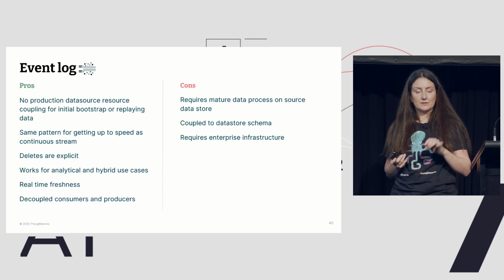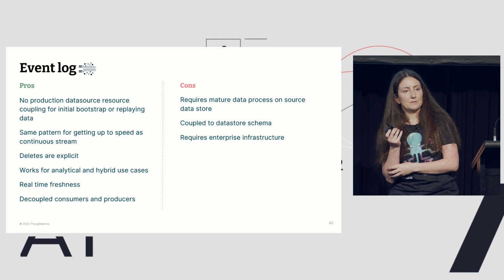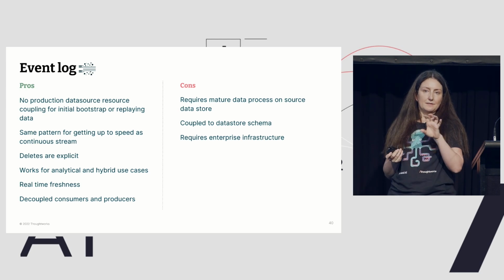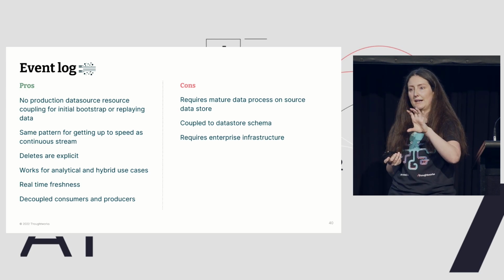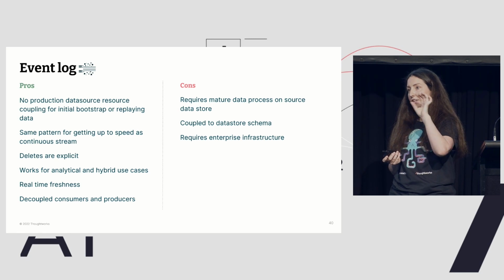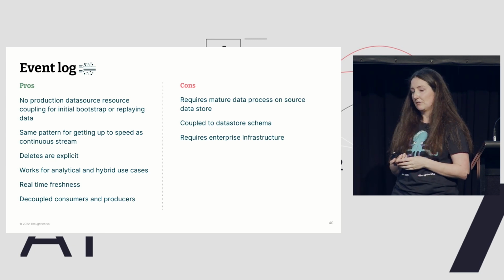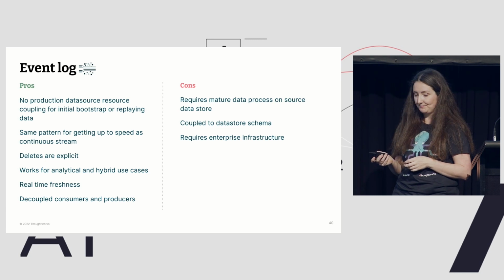It does require mature data process on the source system, and I haven't really spoken about that. But if you have a scenario where people are allowed to go in and just change values in columns, or add columns, all of that without actually going through a CI/CD process, all of that will automatically start flowing through your pipeline as well.